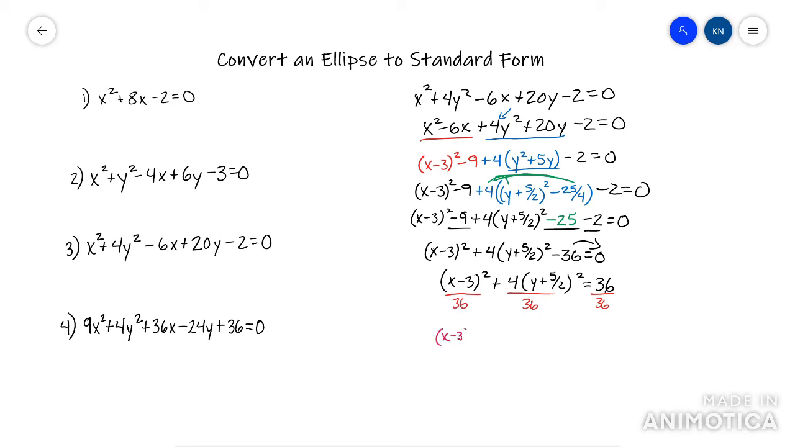So when it's all said and done, my answer would look like this: x minus 3 squared over 36. Now this one's going to reduce. It's going to become a 1 on top and a 9 on bottom. So the second part becomes y plus 5/2 squared over 9, and it equals that 1. That was a hard one. The next one's even more difficult.